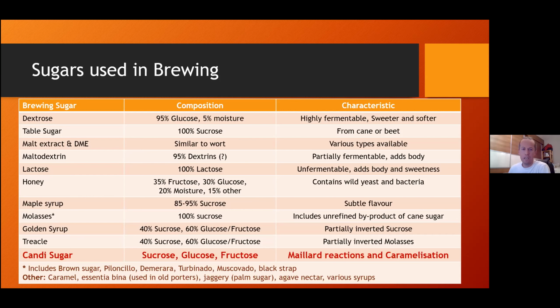Maltodextrin is really interesting. They sell it as something that's mostly dextrins, but I actually think it's not 95% dextrins, because I do get attenuation from it. I think it's probably in the range of 50 to 70% dextrins, and the rest is smaller sugars that are fermentable. Lactose, we all know. Honey, we all know, and with honey there's a whole world of different honeys and different flavors. Maple syrup is an interesting one because Americans love making their maple beer. And this is what it consists of. You'll notice that sucrose comes up a lot.